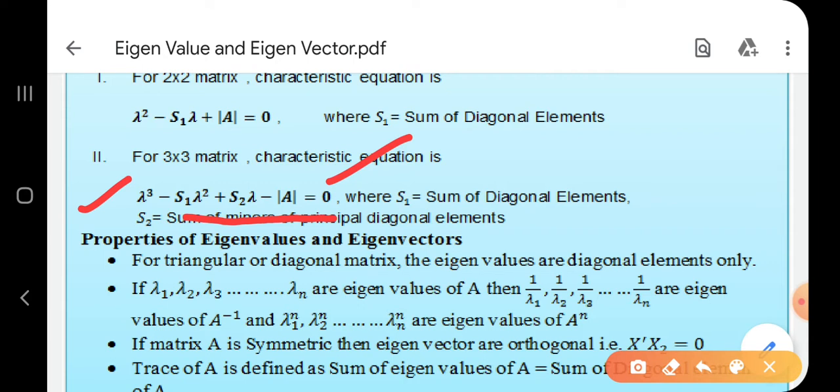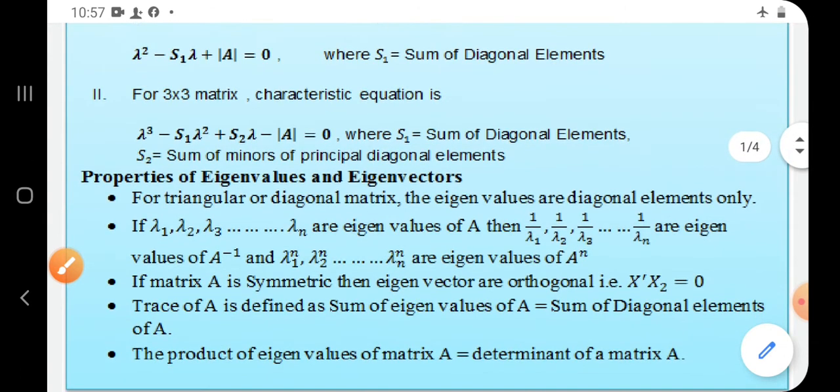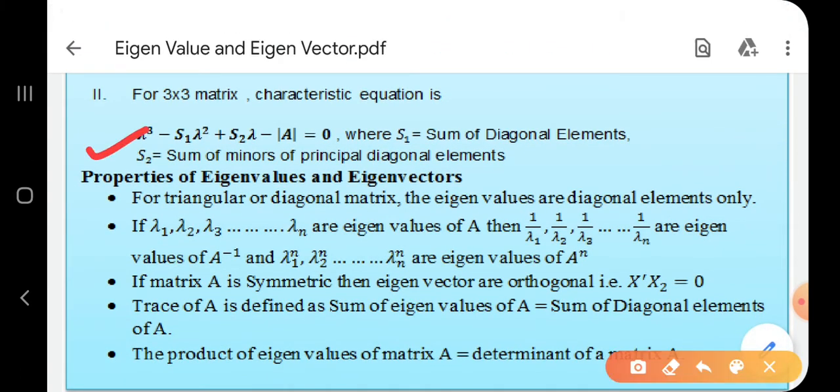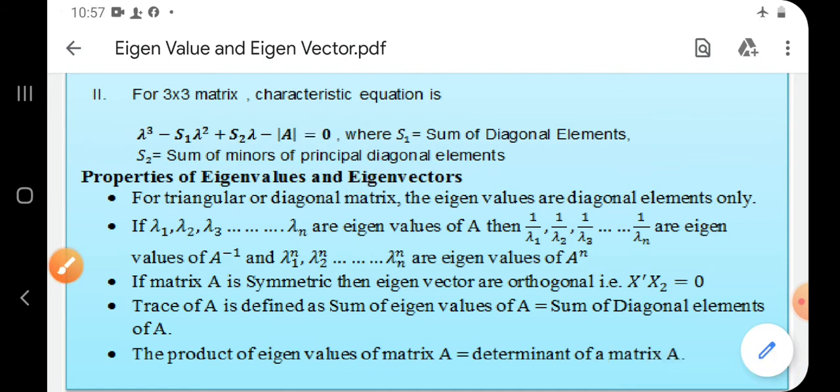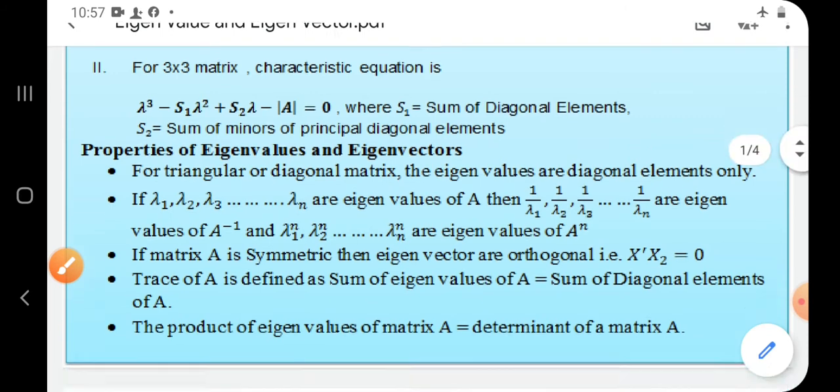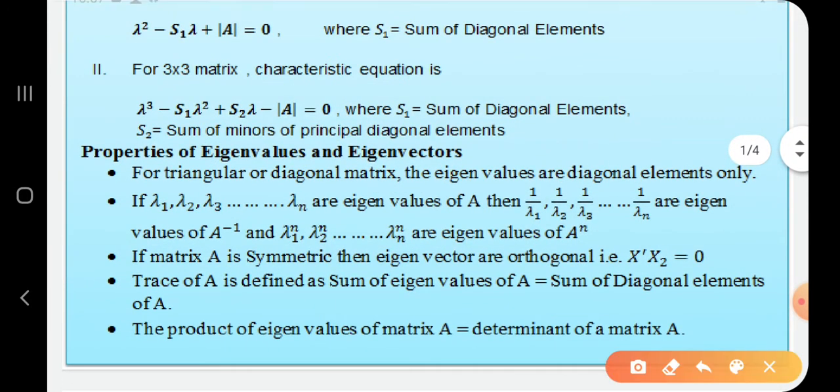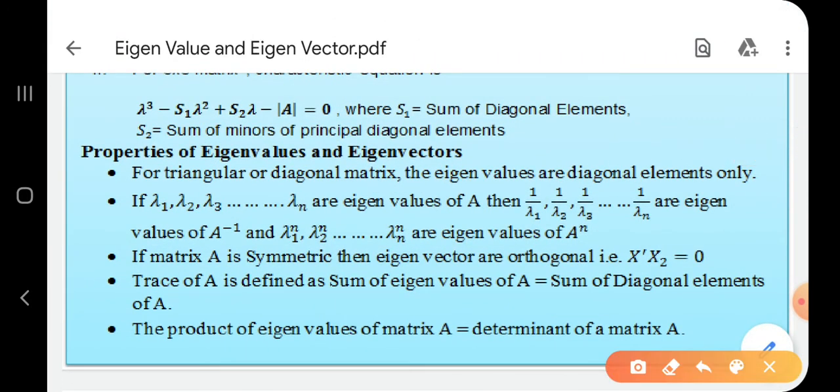S1 we know, the sum of diagonal elements. The value of S2 is the sum of minors of principal diagonal elements. In fact, we use the word diagonal elements only: sum of minors of diagonal elements. And we know how to find the determinant. Now the new concept is only S2. What is the value of S2? How do we find it? I will give you one simple example here.